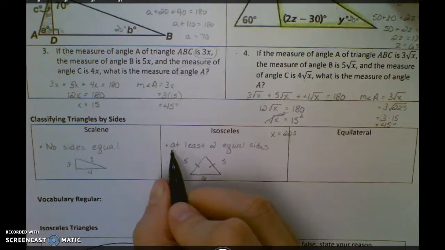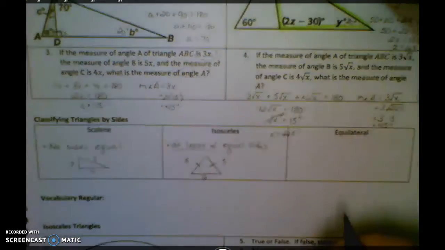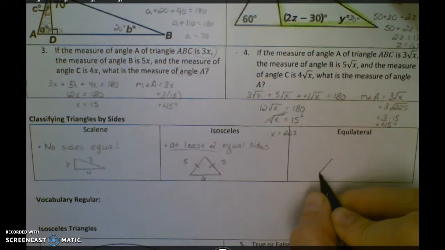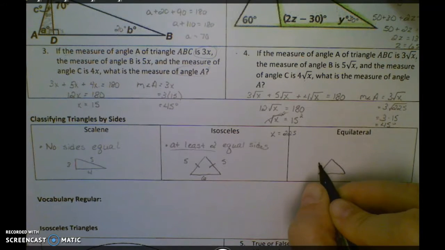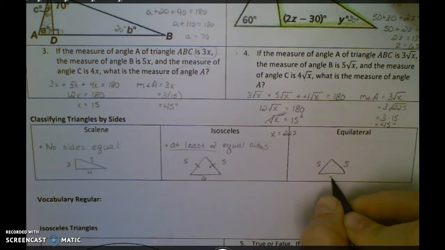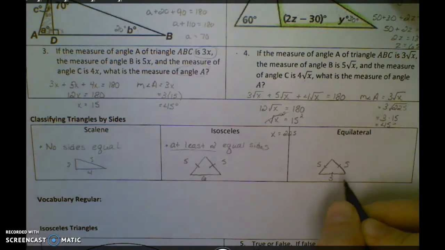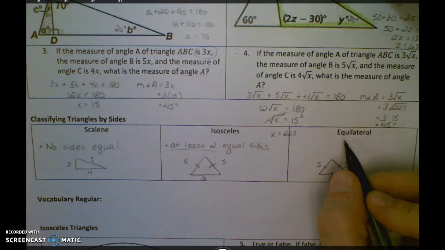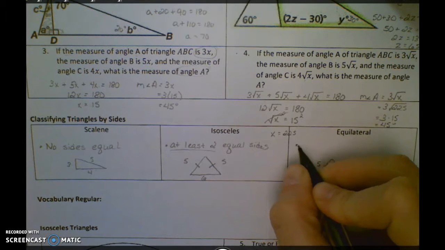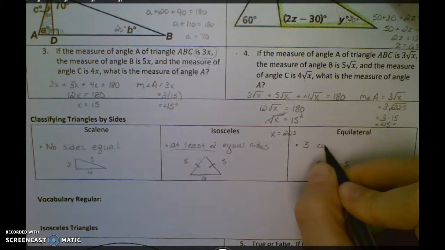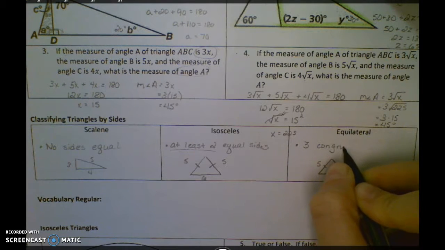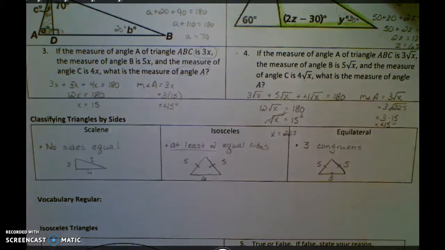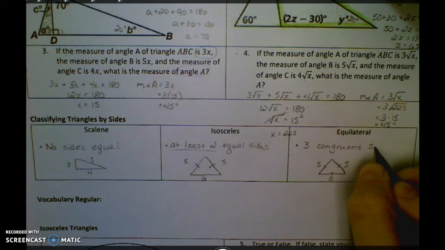Now, technically it says at least 2, so this next triangle would also be isosceles. If I made all of those 5s, this is an isosceles triangle, because I got 2 sides that are equal. I have more than that, but I do have 2. So when you do have all 3 of them, we go ahead and say it's equilateral. So 3 congruent sides, 3 equal sides. We'll end up knowing a lot about equilateral triangles. 3 congruent sides.